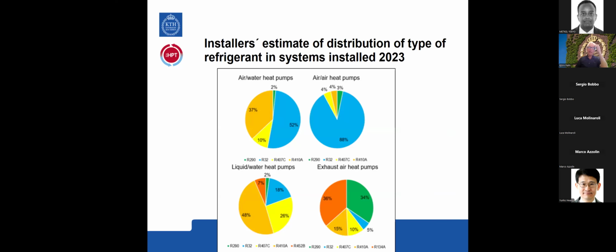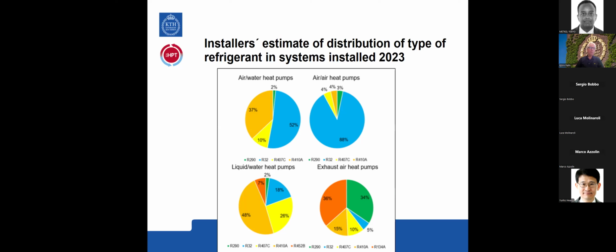We have also asked installers to estimate the distribution of type of refrigerant in different types of systems. If we start looking at the green parts of these circles, this is refrigerant R290, propane. You can see that propane is not used much in air-water or air-to-air heat pumps or liquid water heat pumps. But in exhaust air heat pumps, it's estimated that about 1/3 of the heat pumps use propane.